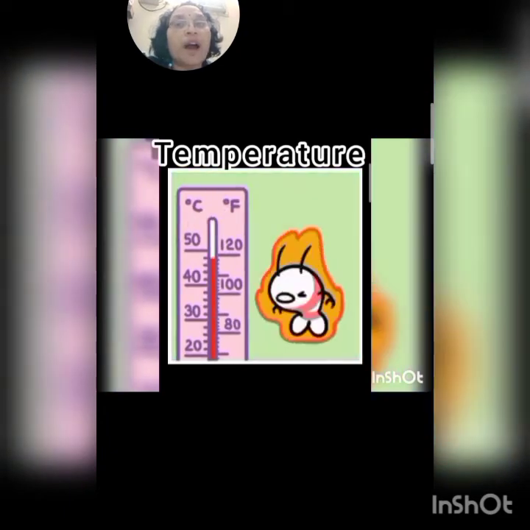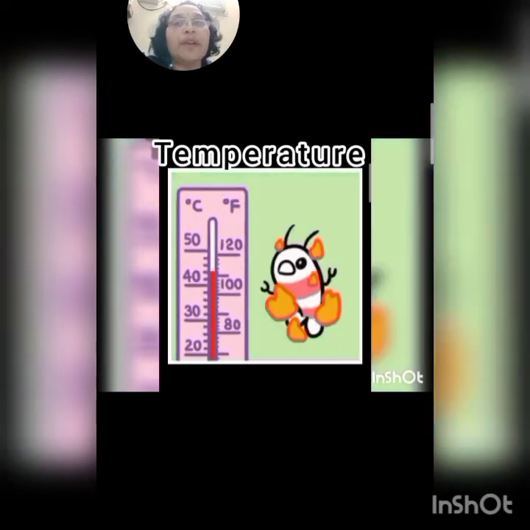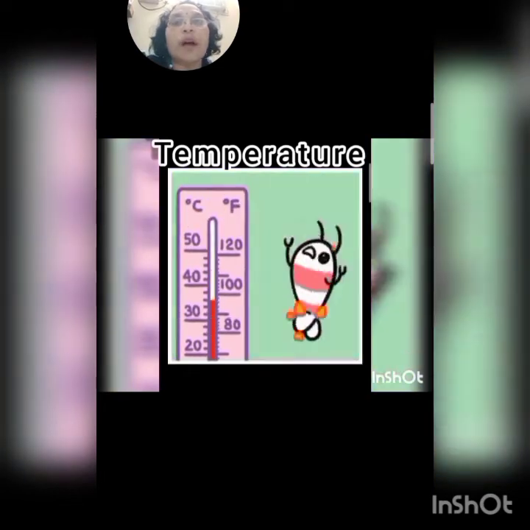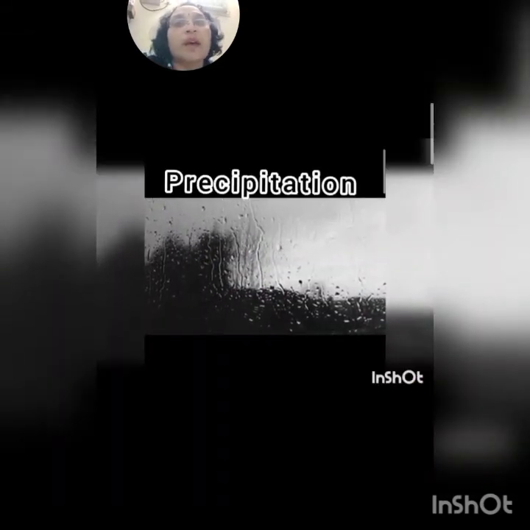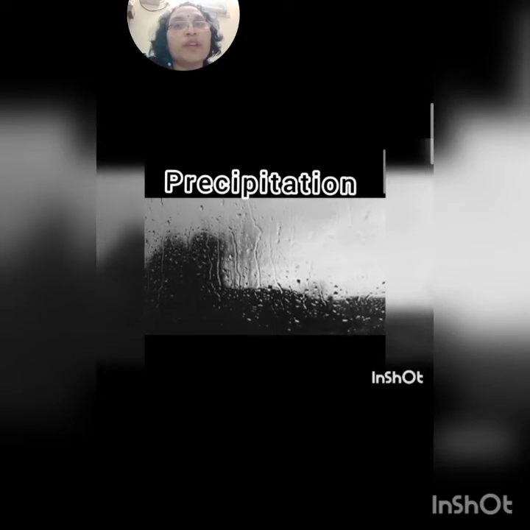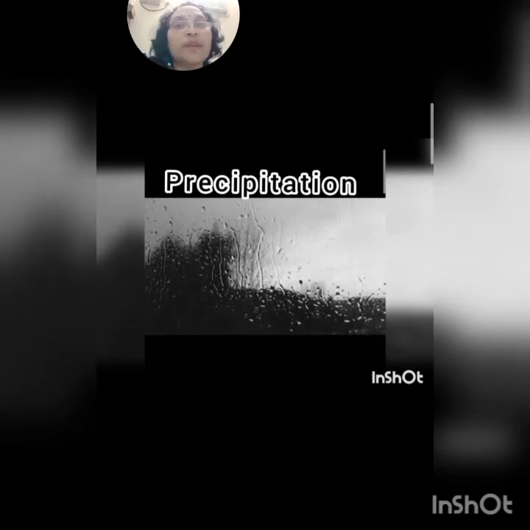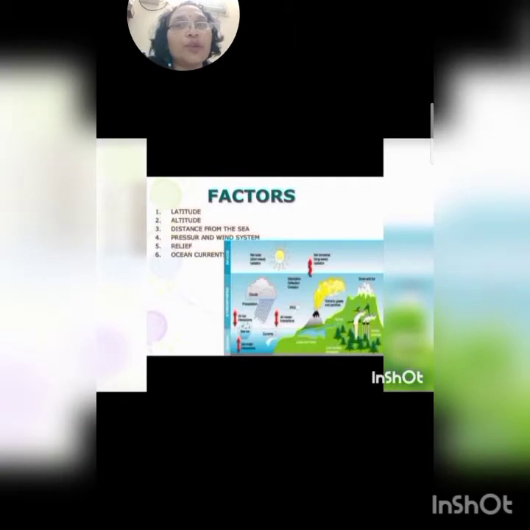We discussed temperature. It can be high or low. For example, in Rajasthan, it goes up to 50 degrees Celsius, and in Jammu Kashmir, it remains 20 degrees. Precipitation means rainfall or snowfall. Factors affecting climate are latitude, altitude, distance from sea, pressure and wind, relief, and ocean currents. They are the factors which affect the climate of a place or an area.